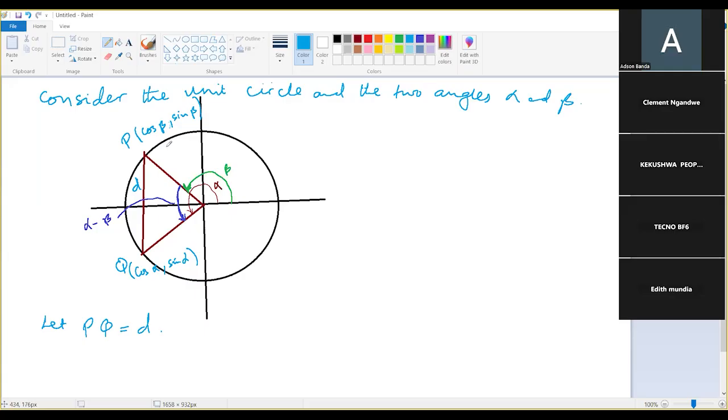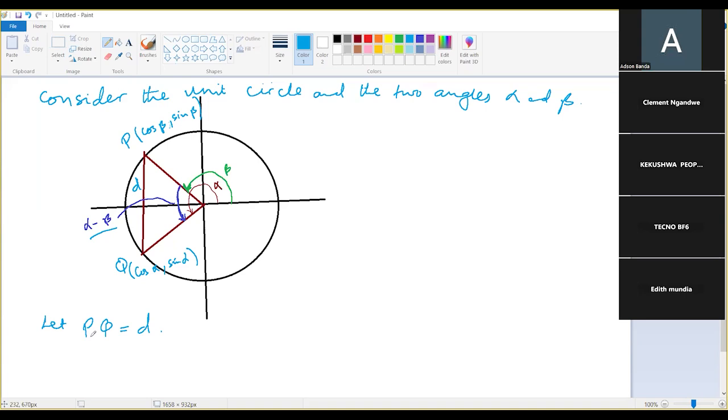So now our interest is the difference in the two angles. So we have the angle alpha minus the angle beta. So the angle alpha minus the angle beta is what gives us this angle, which I've called alpha minus beta. So now we are interested in knowing, let's say, the sine and the cosine of alpha minus beta. So here we are going to use what we know, of course.